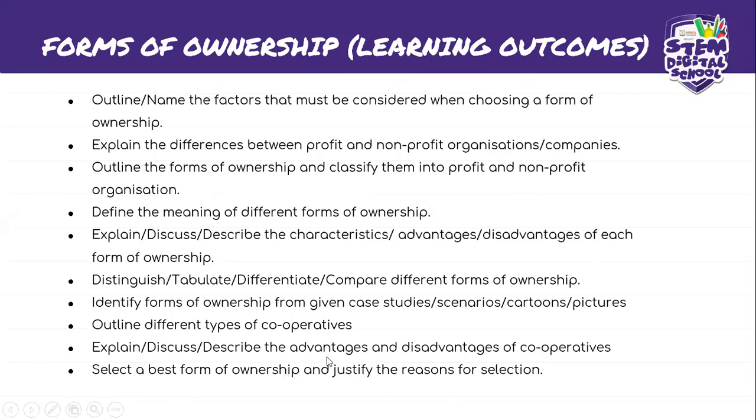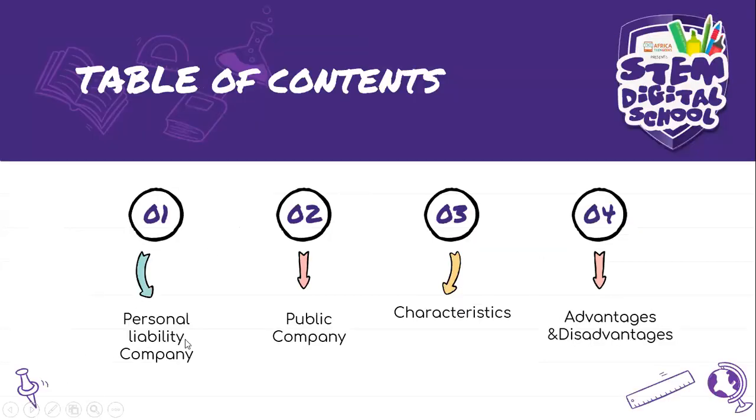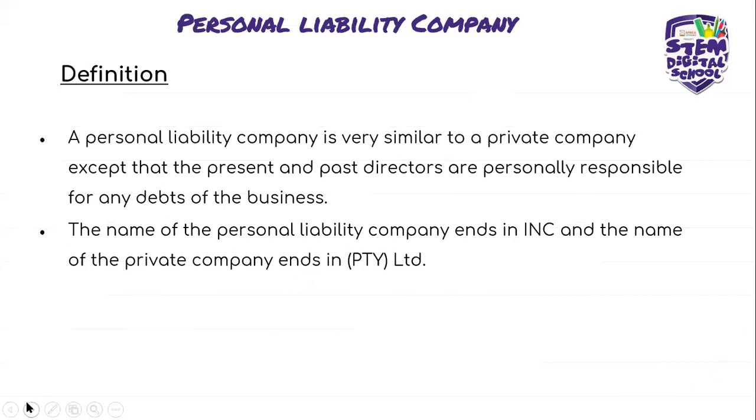I just want to recap on what we covered yesterday. Yesterday, we looked at a personal liability company and a public company. Today, we'll be looking at their differences. We looked at the characteristics, and the advantages and disadvantages of public companies. We learned that the personal liability company ends with INC, whereas your public company ends with LTD, and your private company ends with PTY LTD.